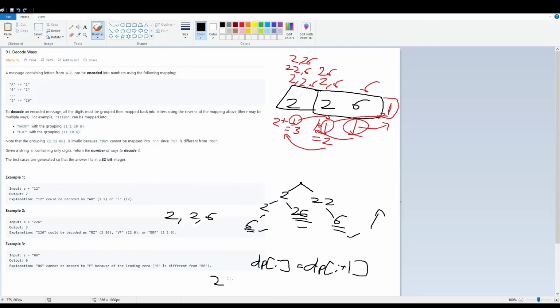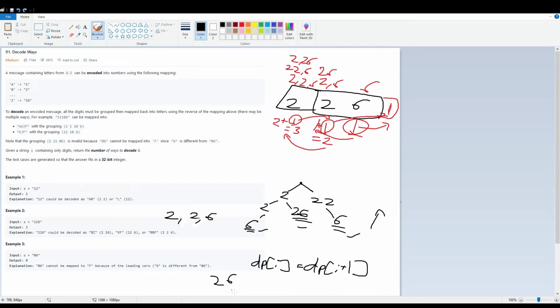Or actually, what if we had 27? Obviously this would be one way, because the alphabet only goes up to 26, so this would also be one way, since, okay, 2, 7. What if we had 26?